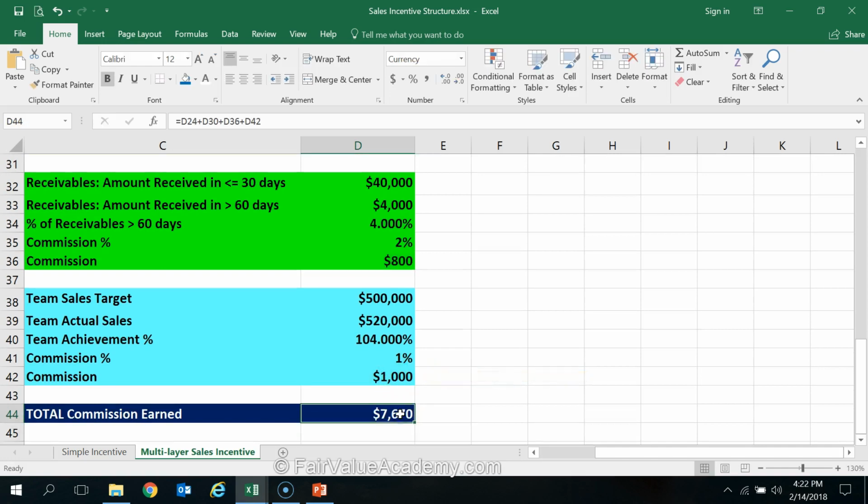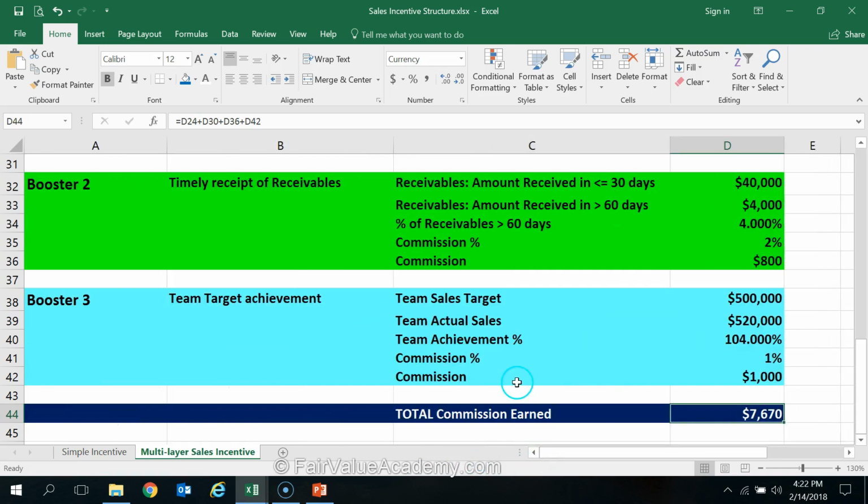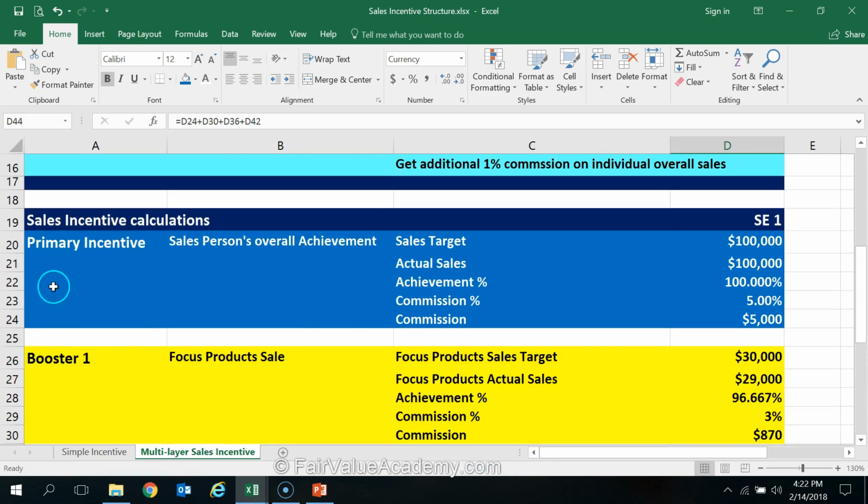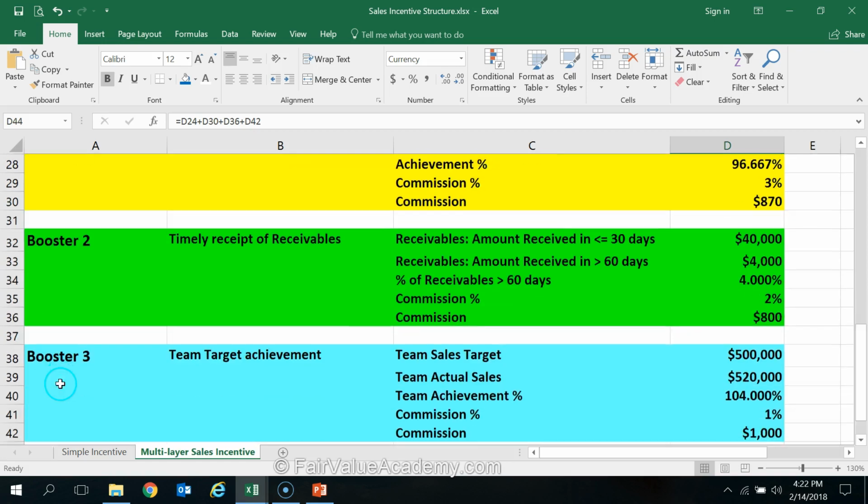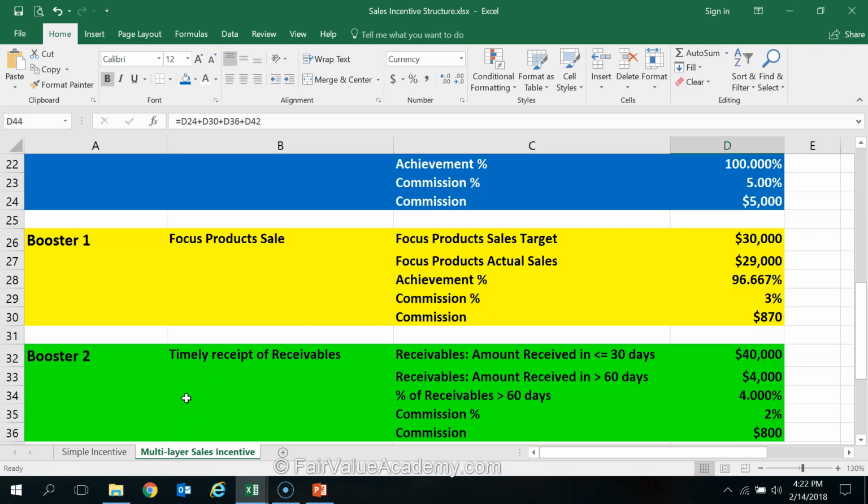So this is the total commission earned by the salesperson if he meets the criteria for all the 3 boosters as well as his primary incentive.